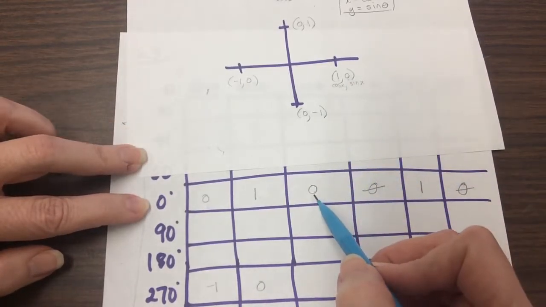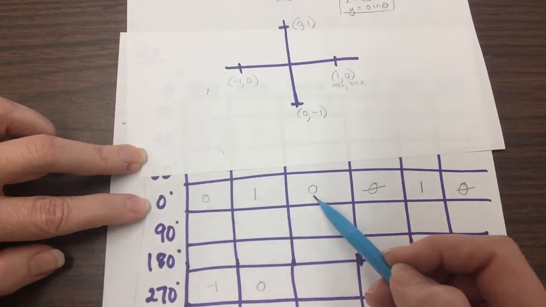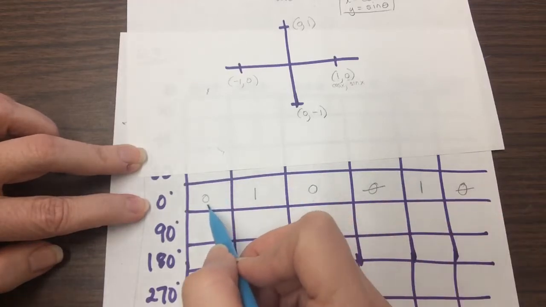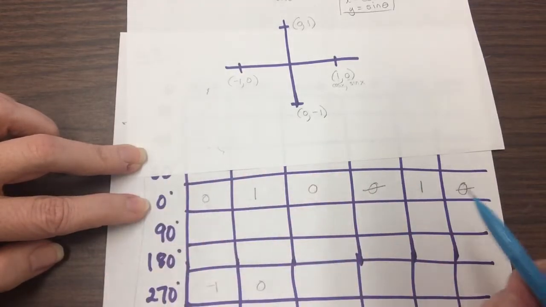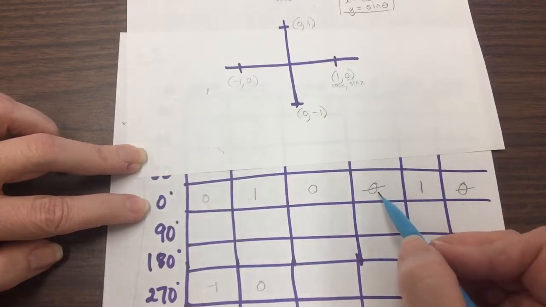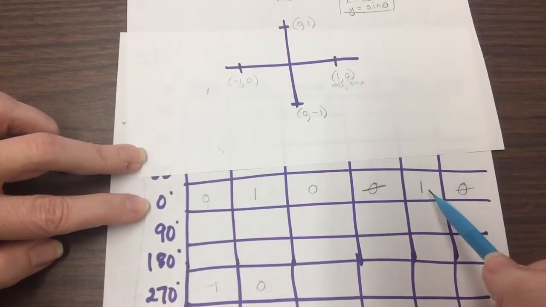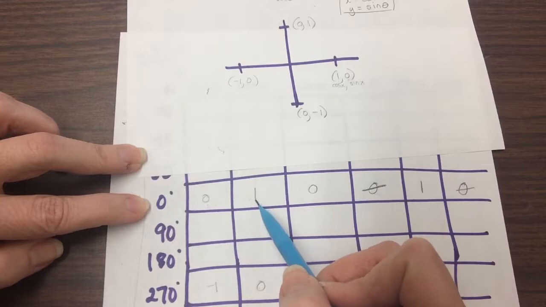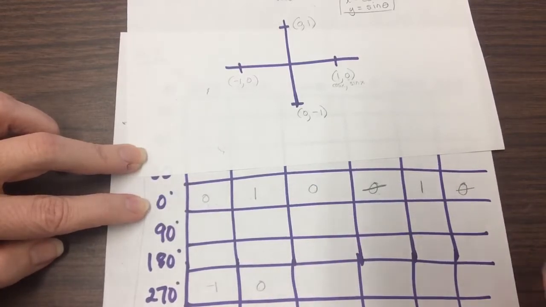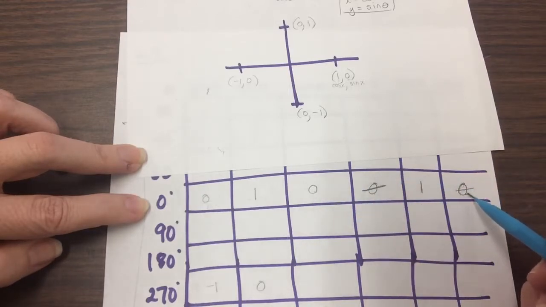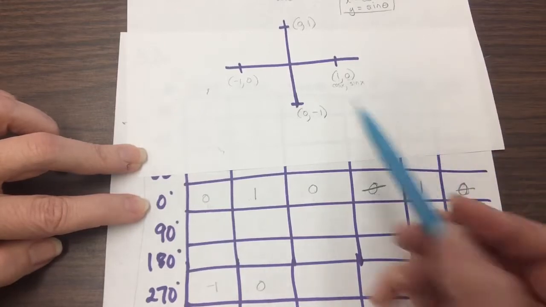My tangent is always going to be sine over cosine, 0 over 1 is 0. My cosecant is going to be the reciprocal of sine, or 0 over 1. The reciprocal of 0 over 1 is 1 over 0. 1 over 0 can't happen. You cannot divide by 0, so this is undefined. And then I've got the reciprocal of cosine, which is my secant value. The reciprocal of 1 over 1 is 1 over 1. And then once again I'm back to cotangent, and the reciprocal of 0 over 1 is 1 over 0. Again, undefined.